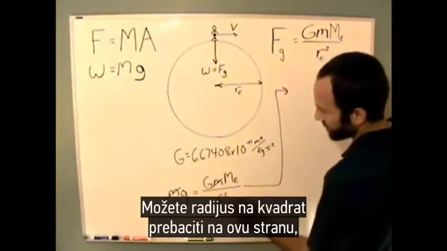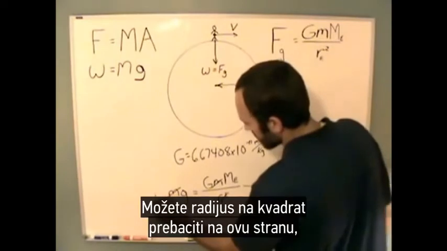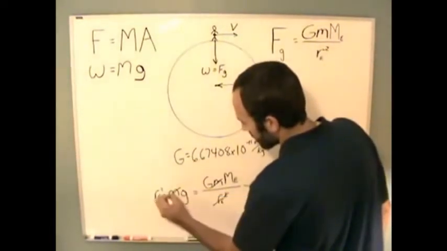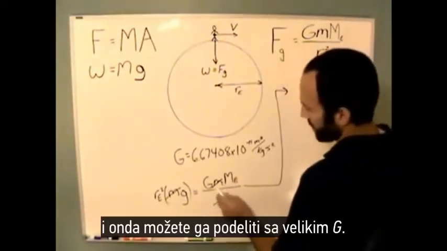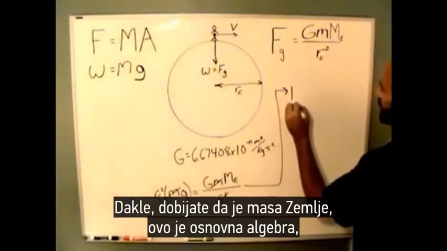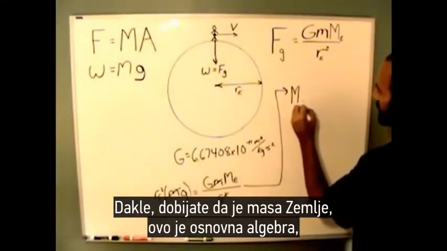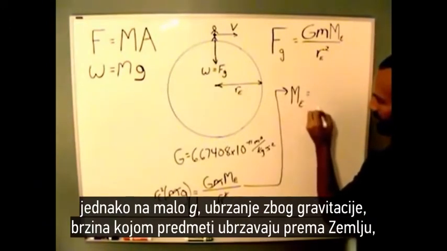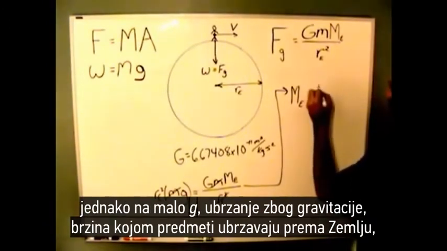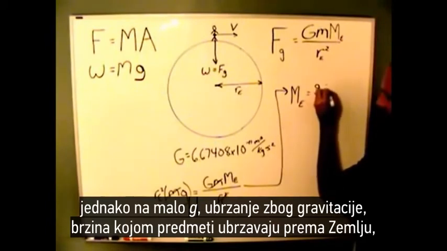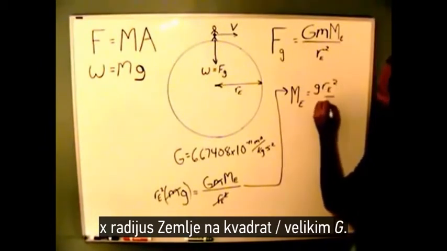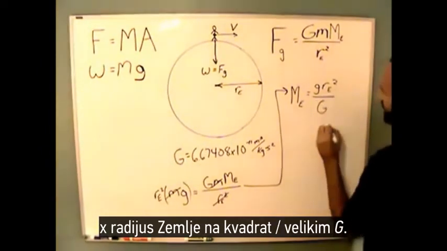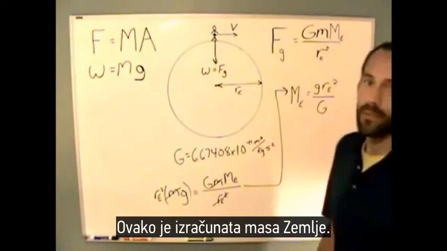You can multiply the radius squared times both sides, and that comes over here. It cancels on this side. And then you can divide by big G. So you get M_e, and this is basic algebra here, is equal to little g, the acceleration due to gravity, or the rate at which things accelerate towards Earth, times the radius of Earth squared divided by big G. And that is how the mass of Earth is calculated.